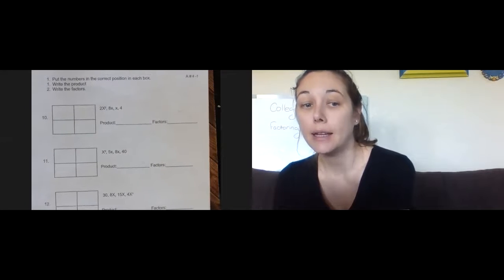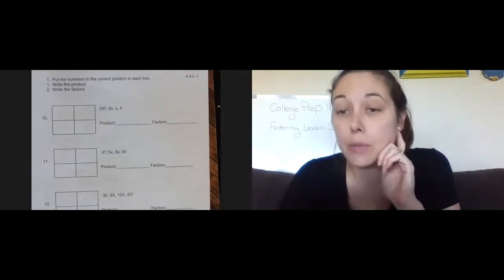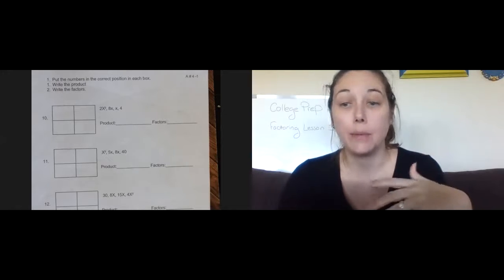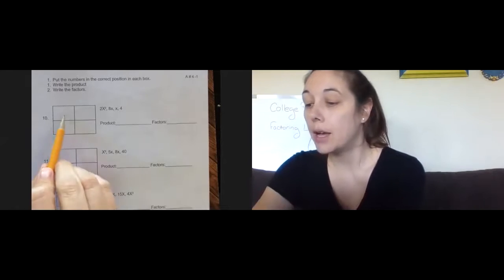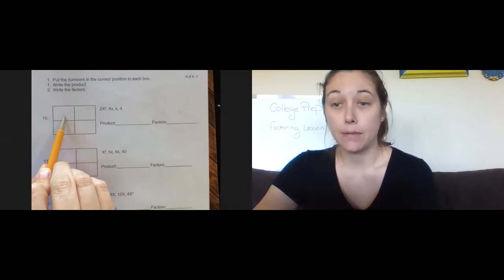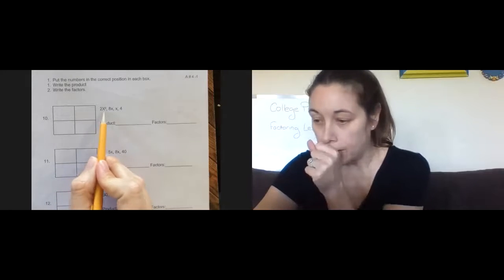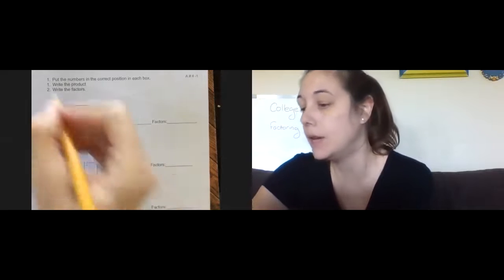So on the back, we're just given the terms. We don't have them in the box already. We need to figure out where they go in the box. So the first box is always going to be our squared variable term, usually x squared. In this case, it's going to be 2x squared.